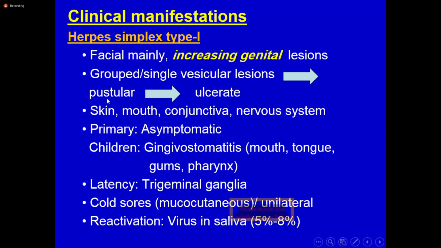These lesions may become pustular. What is pustular? It means a vesicle containing pus. Then this pustular lesion will ulcerate and become an ulcer.